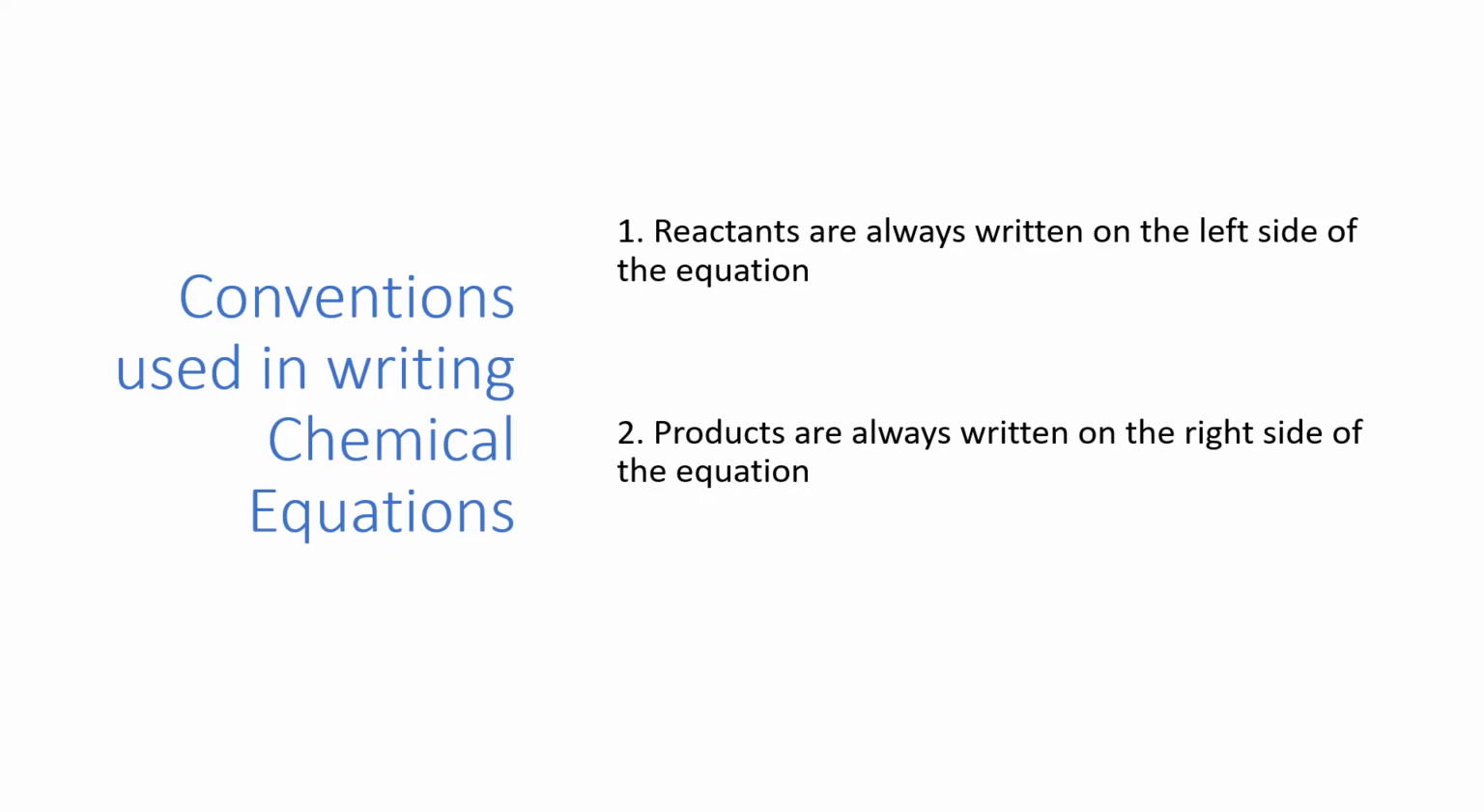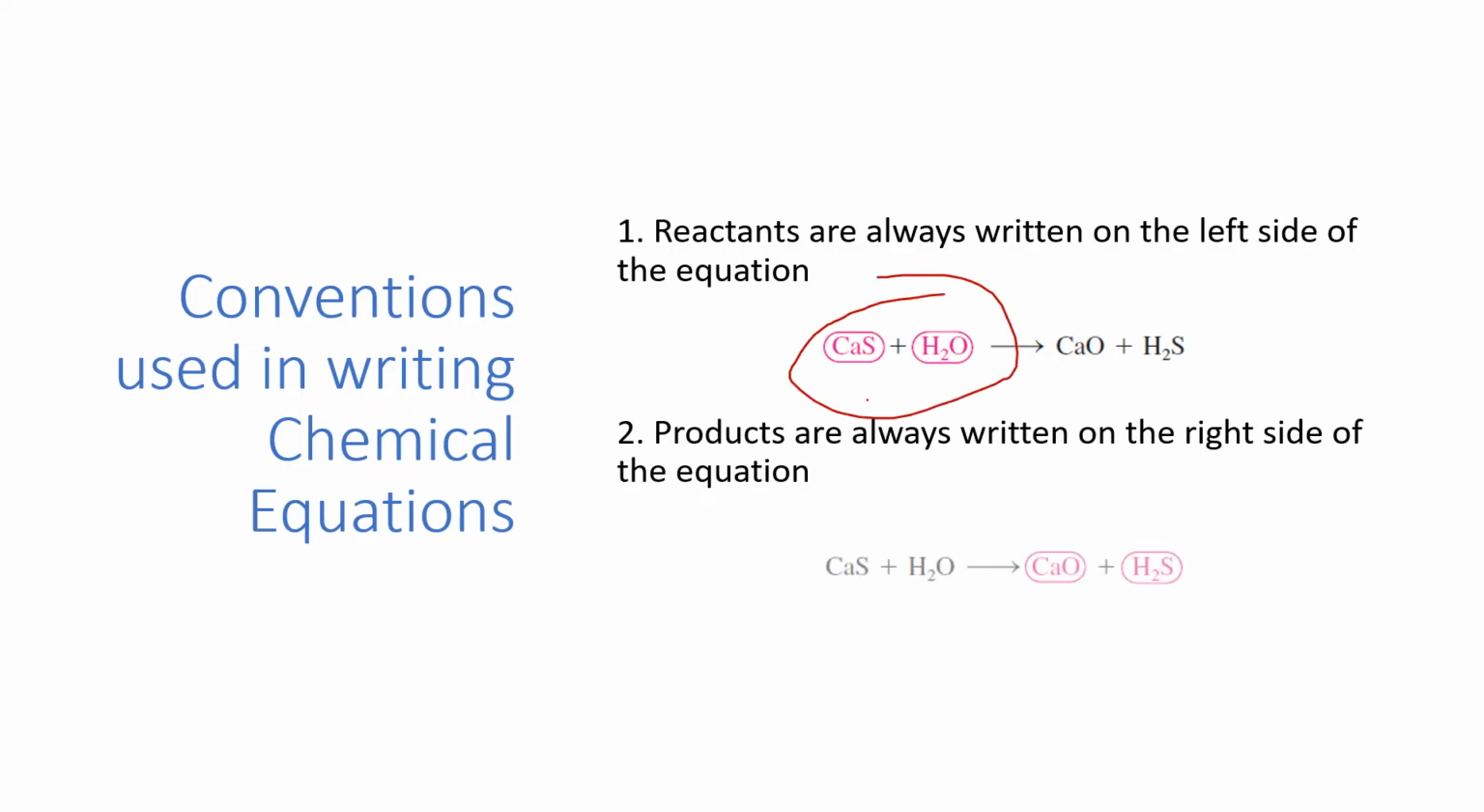Now, conventions used in writing chemical equations. These are conventions only, no? So these are not necessarily set practices. Okay, so reactants are always written on the left side of the equation, and products are always written on the right side of the equation. So kapag sinabi nating reactants, nasa left side. Kapag sinabi nating products, nasa right side siya ng equation. Okay, so these are your reactants, and then these are your products.